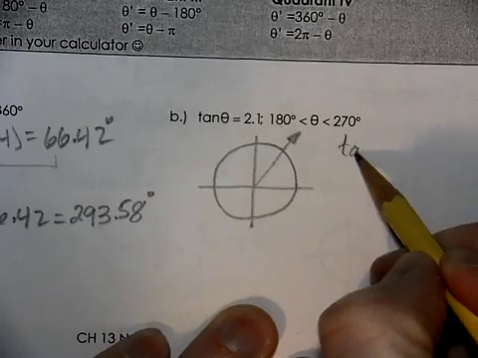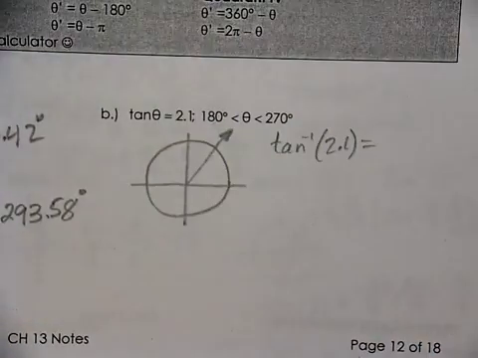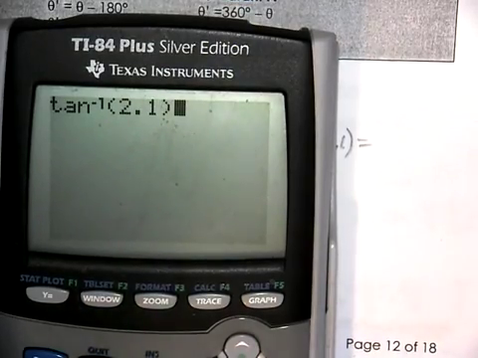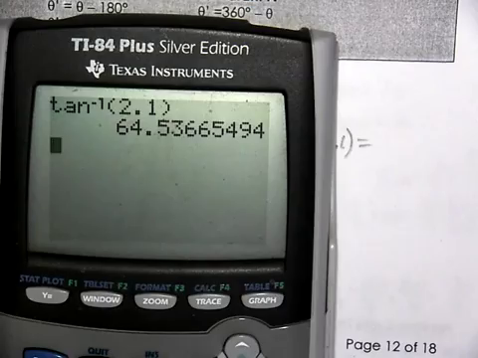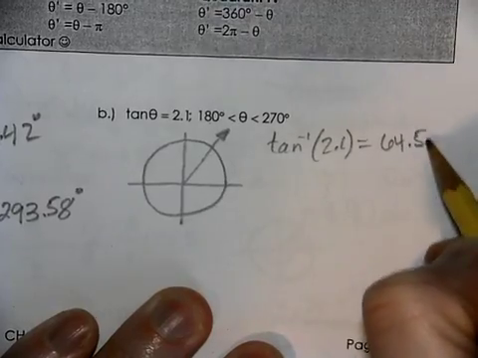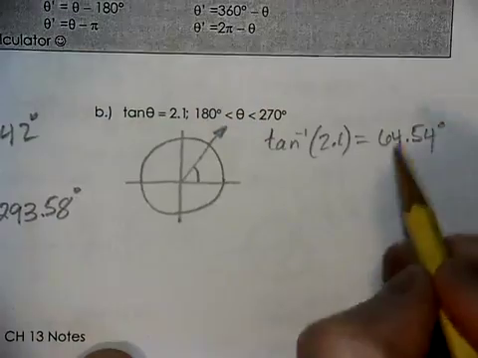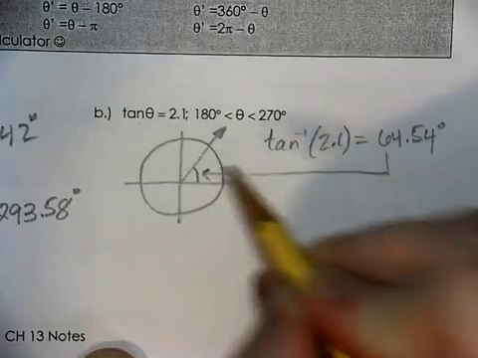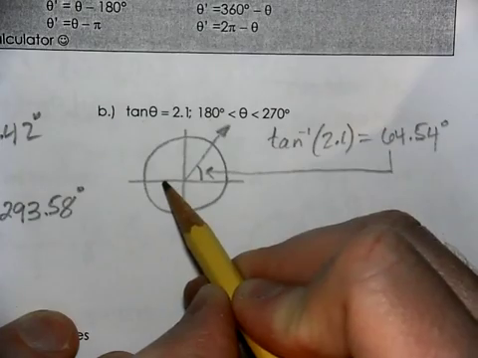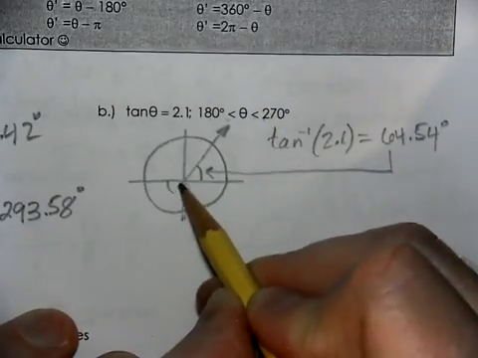So we're going to first figure out where that's located. Tangent 2.1 is not part of our unit circle. So we're going to say tangent inverse of 2.1. That gives us 64.54. Those are in degrees. So that's the angle that's built off this x-axis. Now we also want to come into the, well, we're going to come off the x-axis into this quadrant that same amount.